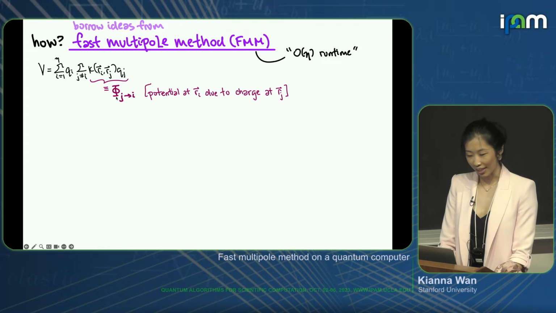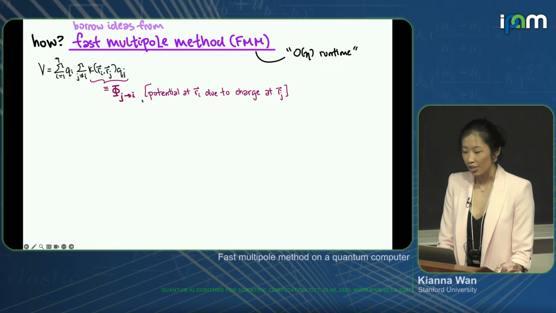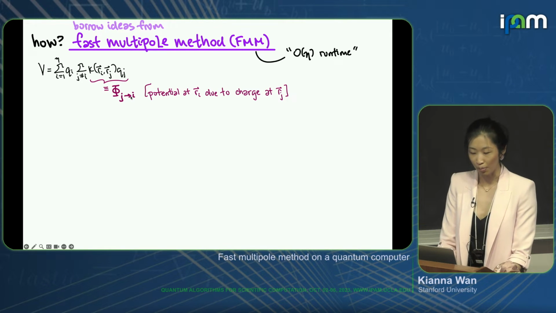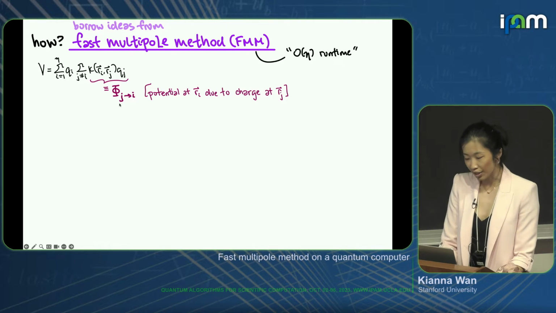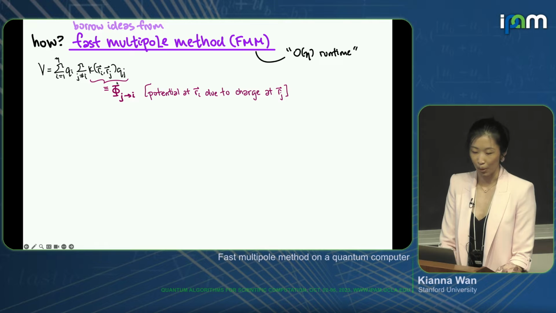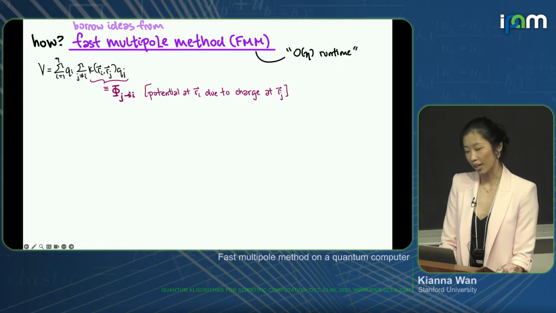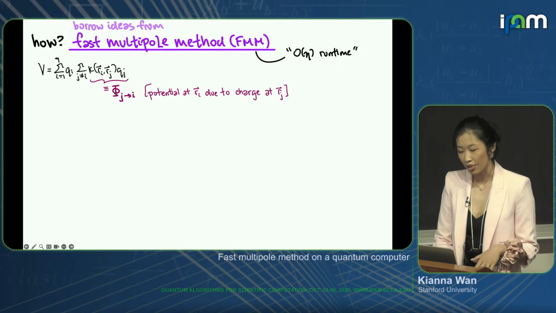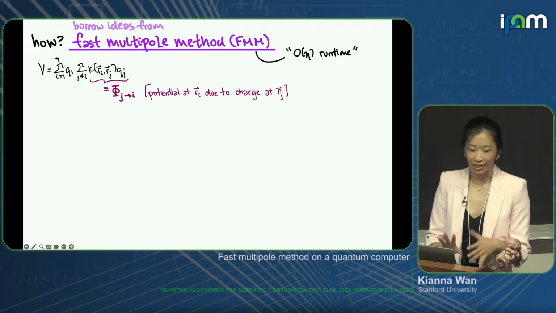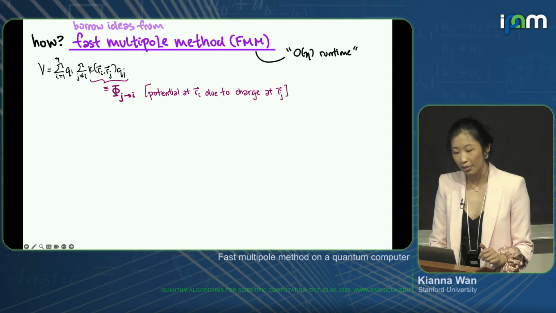We'll use phi sub j to i to denote the potential at the position of particle i due to its interaction with particle j. So the total potential at particle i is the sum of phi sub j to i over all of the other particles j. And in what follows, we're going to use this phi notation a bit more generally.